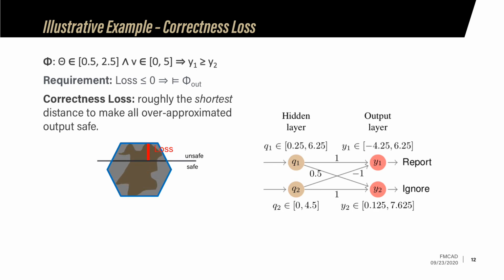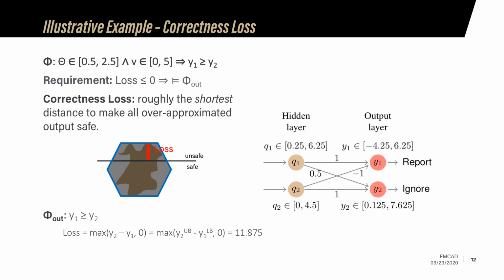Take the diagram example here. There is a safety constraint, which is represented as the black bar in the middle, which splits the entire state space into two parts, the safe part and the unsafe part. Essentially, our notion of correctness loss is defining how much distance it is to move the entire over-approximated abstraction to the safe side. Here, it is just this red bar, this long, so the loss can be defined to be this much.